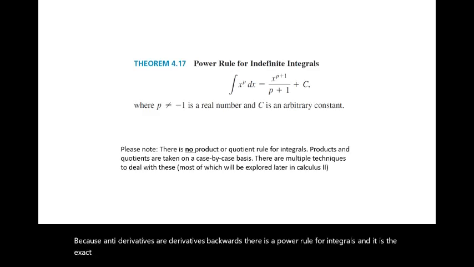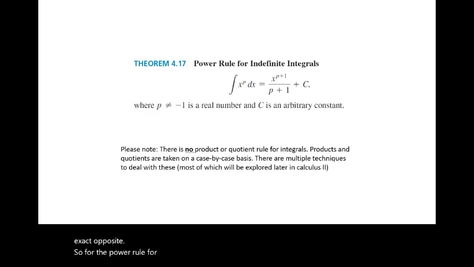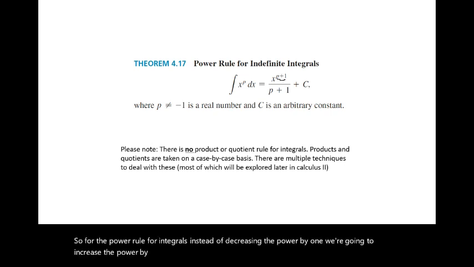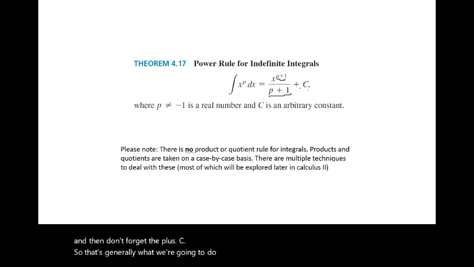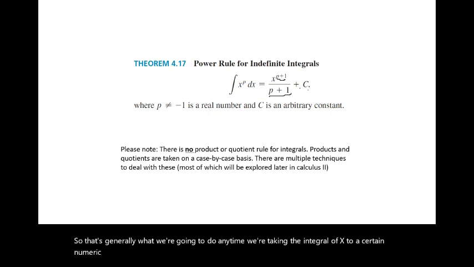So for the power rule for integrals, instead of decreasing the power by 1, we are going to increase the power by 1. And instead of multiplying, we are going to divide by that new power, and then don't forget the plus c. So that's generally what we're going to do. Anytime we're taking the integral of x to a certain numeric power, we're going to increase the power by 1, and we are going to divide by the new power.